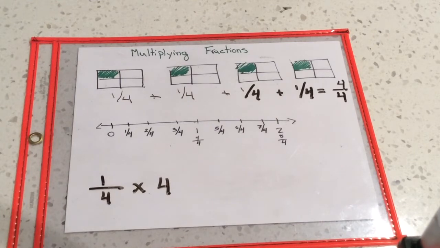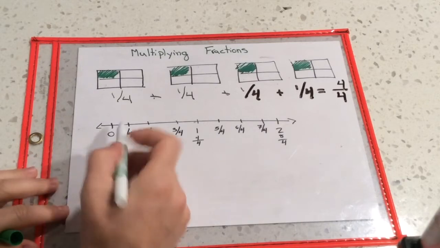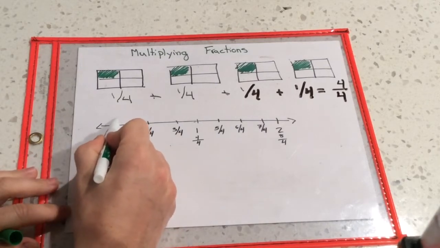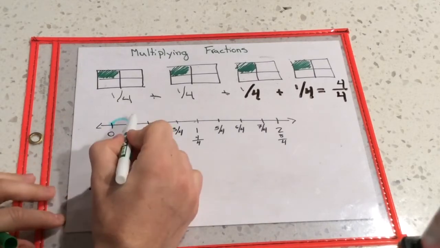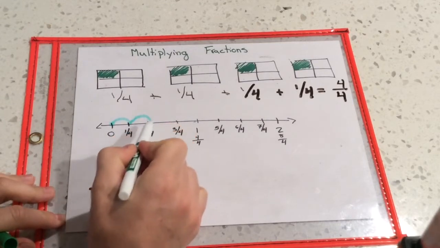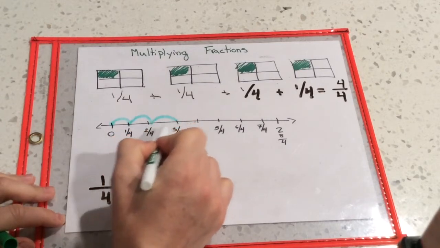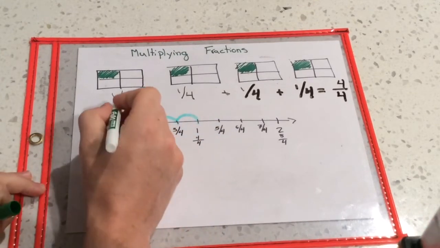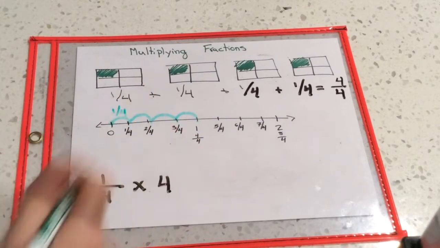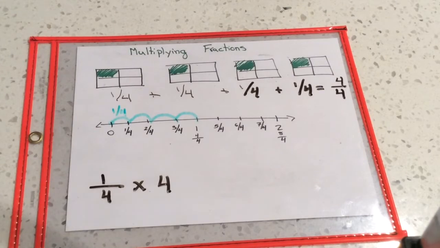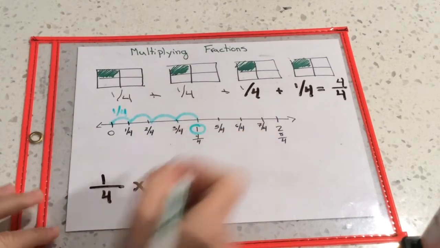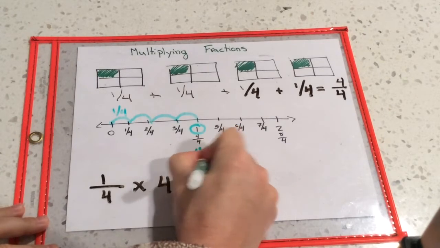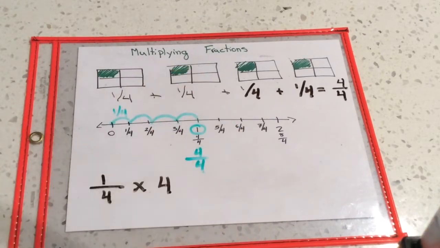But I want to show you what that looks like using a number line. So if I started at 0 here and I added 1/4, there's one jump, then another fourth, and another fourth, and another fourth. So I had 1/4 4 times, and I landed on 1 whole, or I landed on 4/4. And we know that whenever the numerator is the same as the denominator, it's equal to 1 whole.